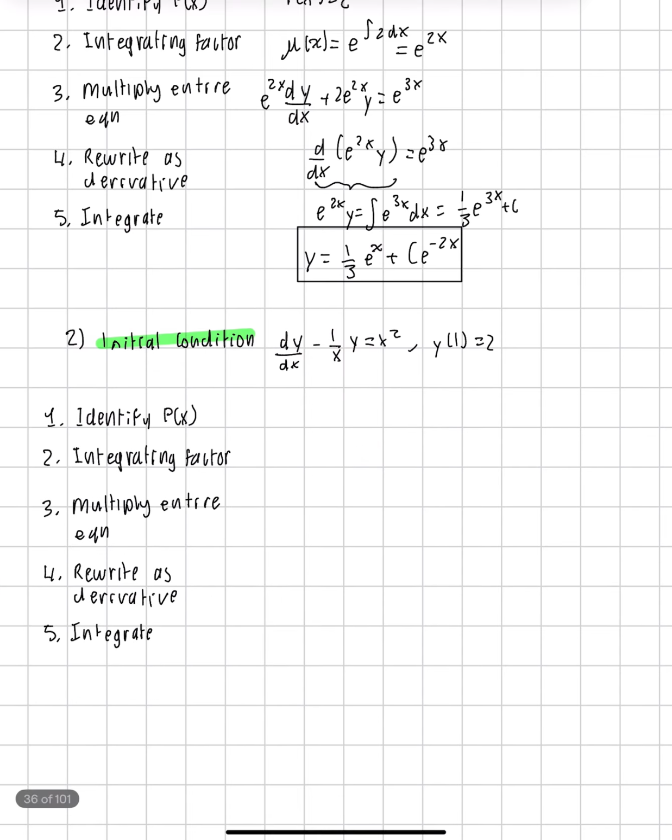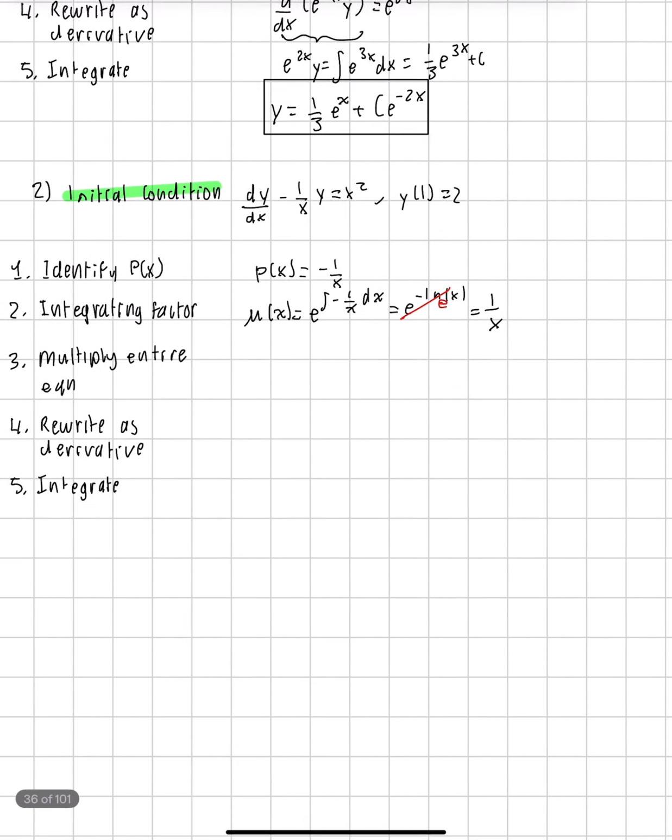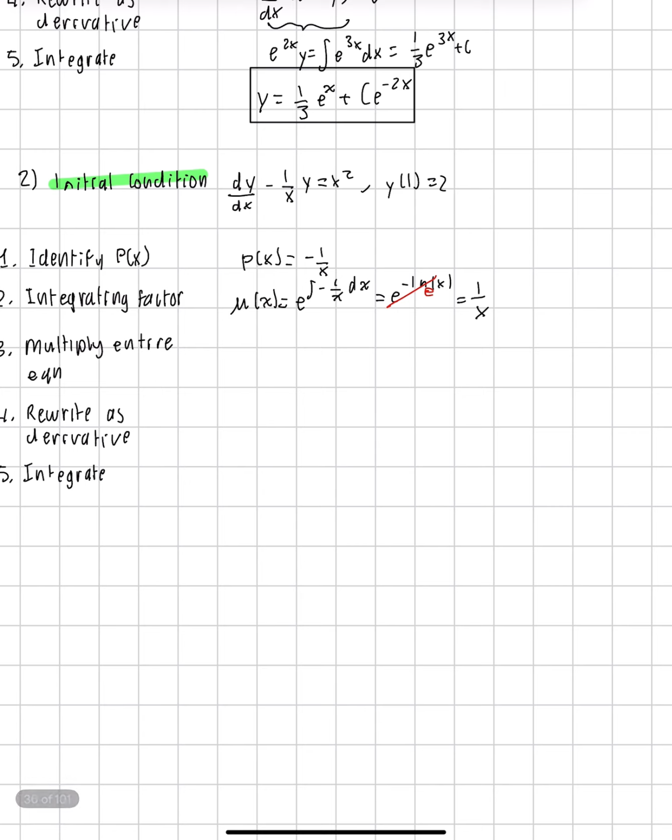So for our p of x, we can identify that p of x is going to equal negative 1 over x. And then we can have our integrating factor, mu of x, is equal to e to the power of the integral of negative 1 over x times dx. And this is going to be equal to e to the negative ln of the absolute value of x. And then this is just equal to 1 over x, because you flip it because of the negative exponent.